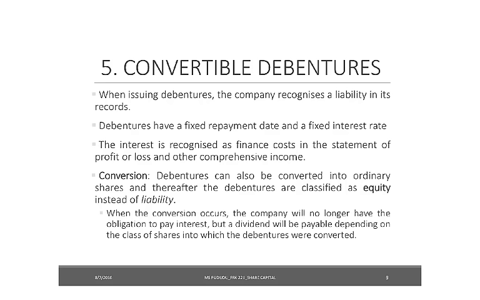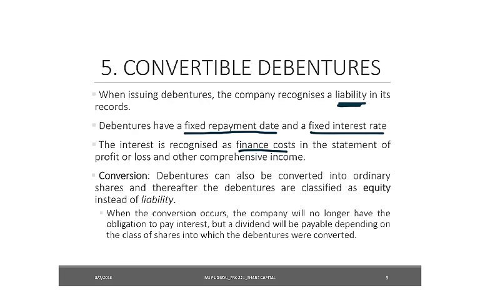Lastly, we're going to look at convertible debentures. When issuing debentures, the company generally recognizes a liability. That's the nature of a debenture. Debentures have a fixed repayment date, so the company has an obligation to repay that debenture, and debentures always carry a fixed interest rate, which is called the coupon rate. The interest on the debenture is recognized on an annual basis as finance cost in your statement of profit or loss.